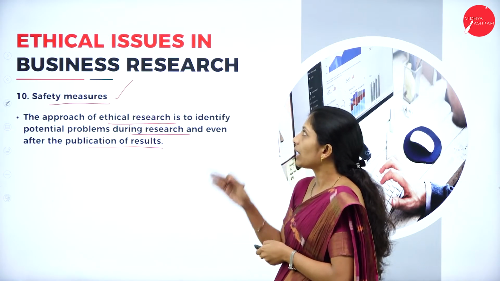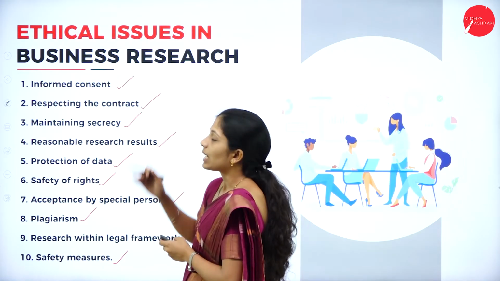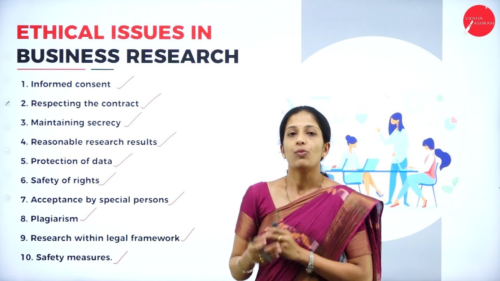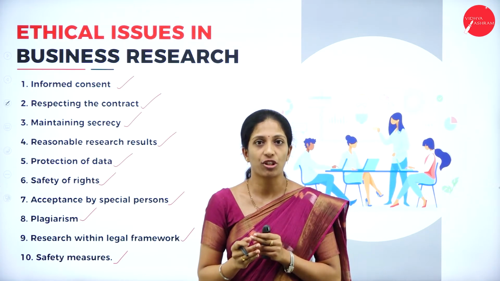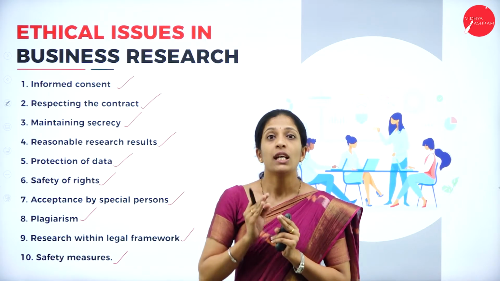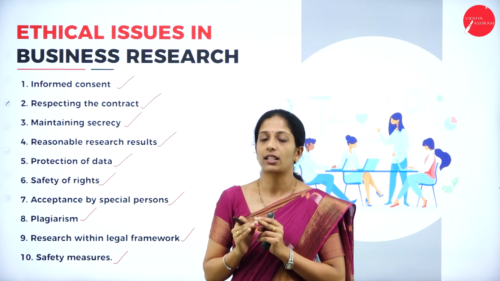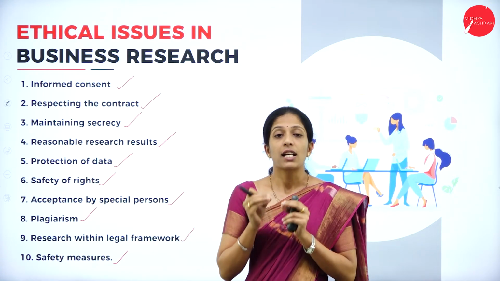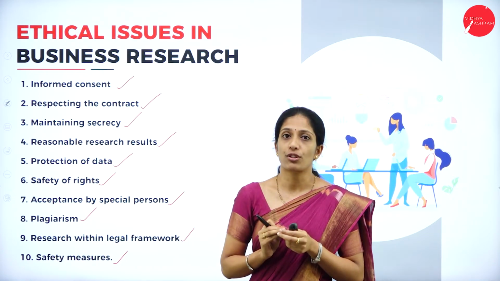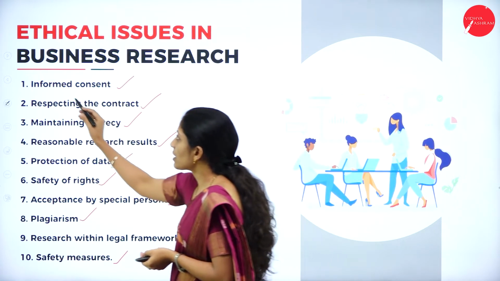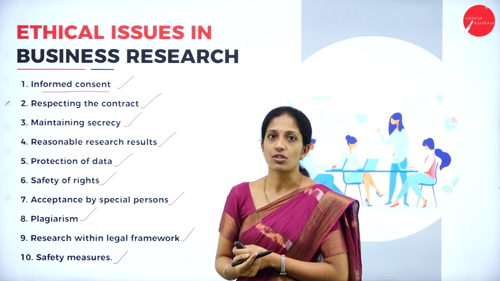So, these are the few ethical issues in business research. Let us see one by one here. First, informed consent. What do you mean by informed consent? When the researcher wants to collect information from the respondents, he has to tell all the objectives, the purpose of conducting the research activity. Because each and every respondent has to know why he has to give the information to the researcher. So, the researcher has to inform the respondents about the purpose and objectives of research.